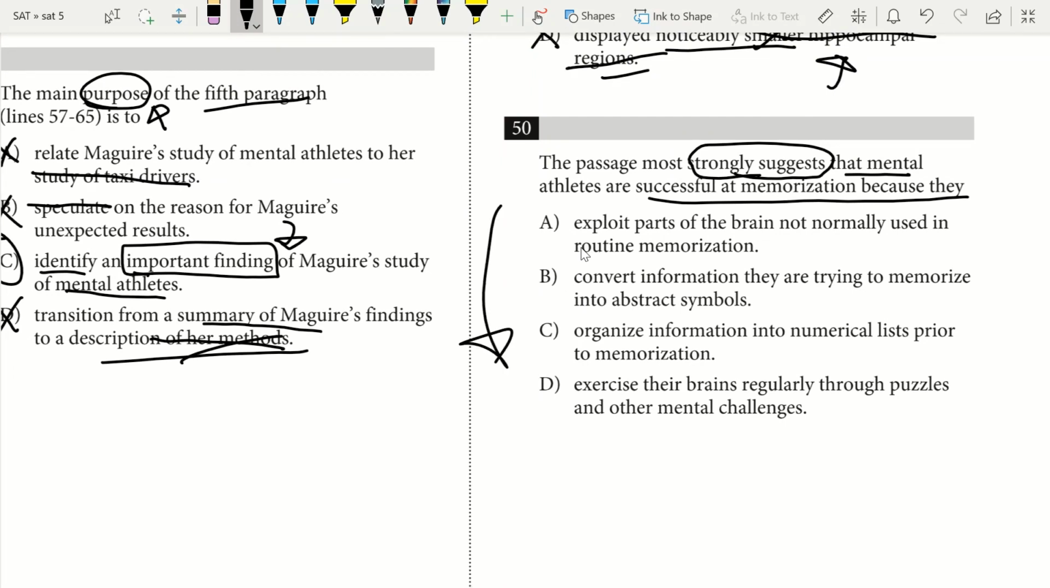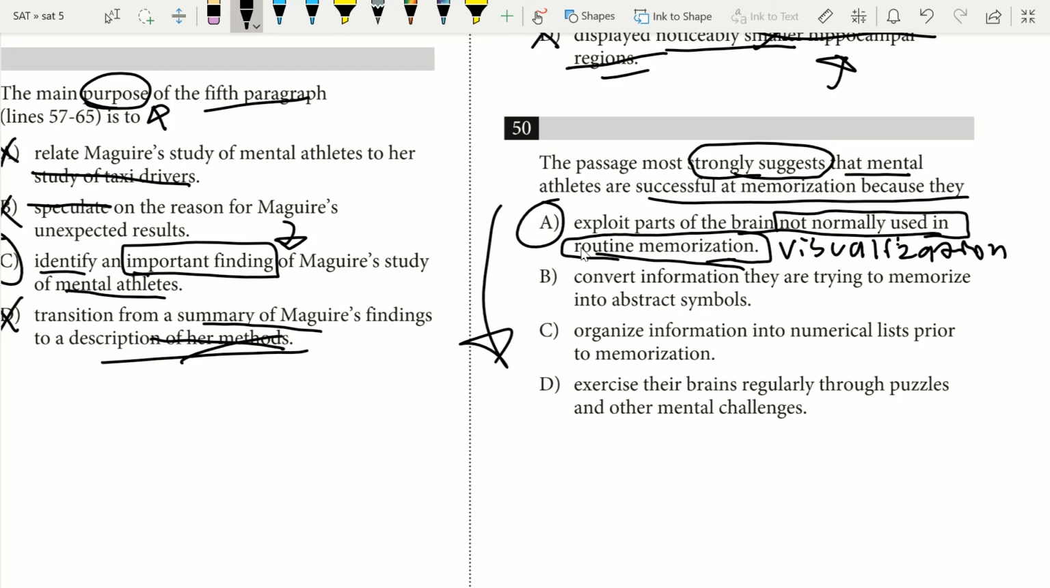So we got option A, exploit parts of the brain not normally used in routine memorization. Okay, that's going to be our correct answer. Now, why is that correct answer? Well, we know that they're using parts of the brain that aren't normally used in routine memorization because they're using that region of the brain that is known for remembering things visually, right? They're using that visualization tactic to remember those things. We know that those normal control subjects were not using it anywhere near as much as these other people were. So they're definitely exploiting those other parts of the brain that aren't normally used by people in memorization.